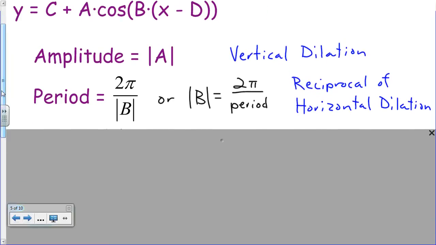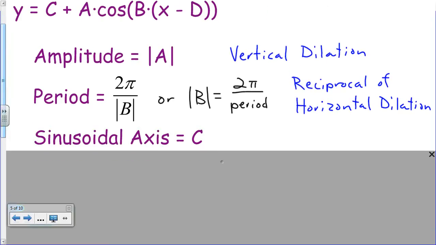All right, the next one is the value of c. And c is what we call the sinusoidal axis of this sinusoid. Another way to describe that is a vertical translation. You'll notice that you're adding that value of c to your cosine function, so it's actually the vertical shift up or down of this function. But we call it our sinusoidal axis.